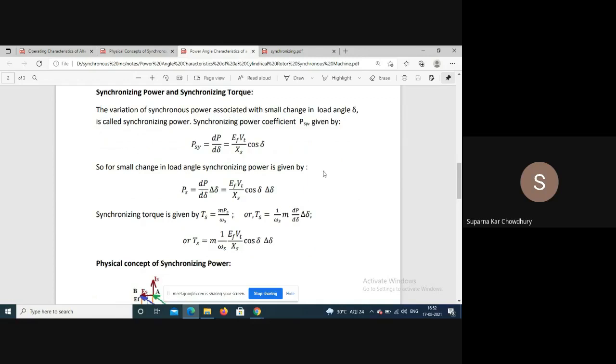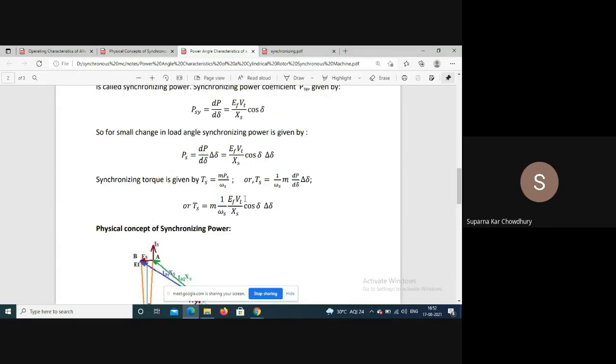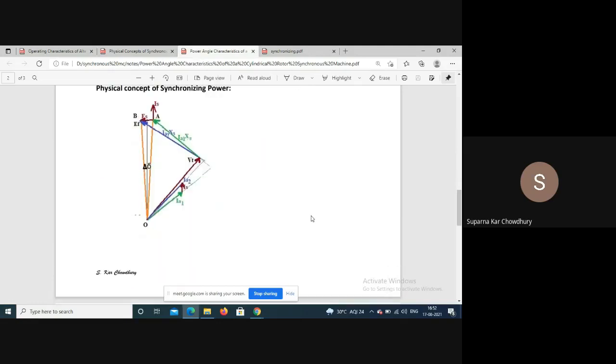So if there is a small change in angle delta, say del delta, then synchronizing power will appear. Synchronizing power value is dP/d delta, that is the rate of change of power with delta, into del delta. So your synchronizing power is EF Vt by Xs cos delta into del delta. And the corresponding synchronizing torque will be that divided by omega s.